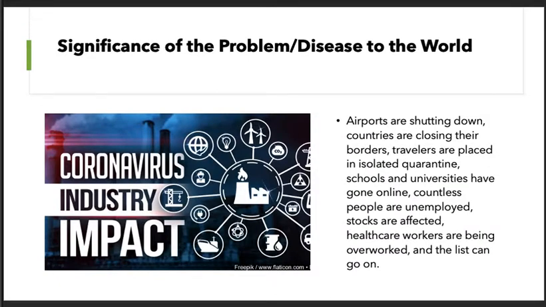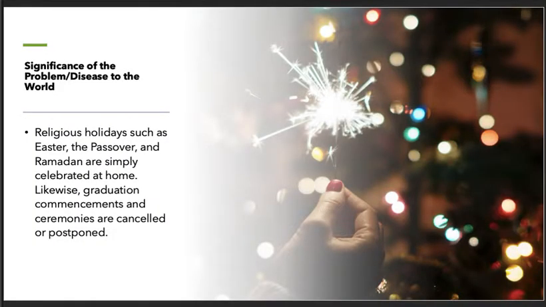So the significance of this problem and disease to the world is great. Airports are shutting down, countries are closing their borders, travelers are placed in isolated quarantine, schools and universities have gone online, countless people are unemployed, stocks are affected, healthcare workers are being overworked, and the list can go on. Handshakes and hugs are now considered a high-risk act. In addition, religious holidays such as Easter, Passover, and Ramadan are simply celebrated at home. Likewise, graduations, commencements, and ceremonies are canceled or postponed.